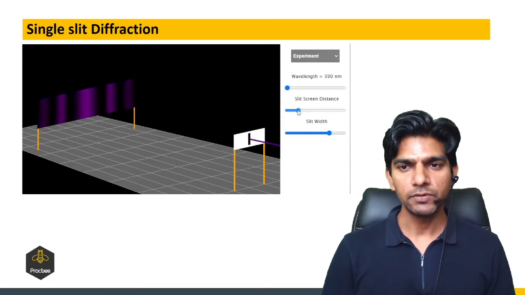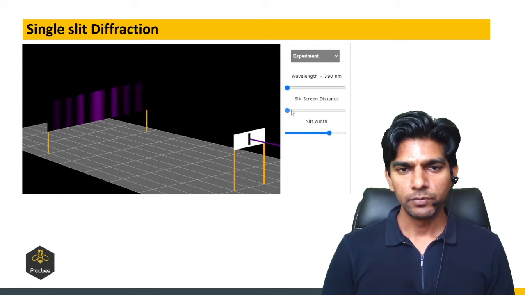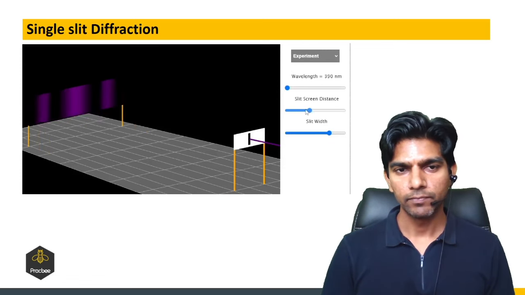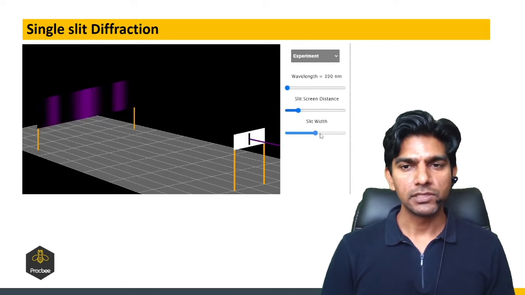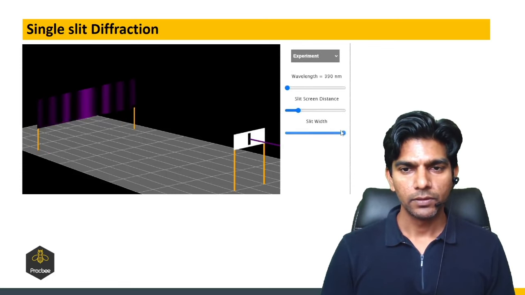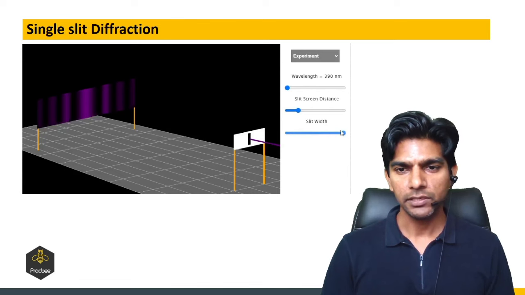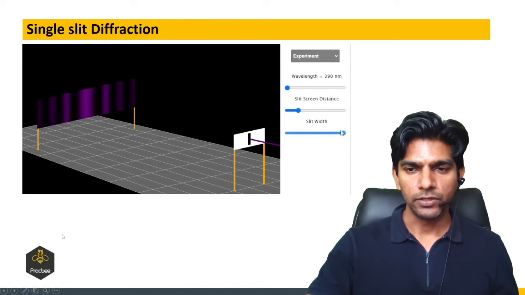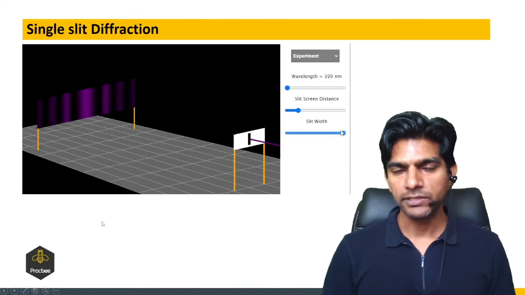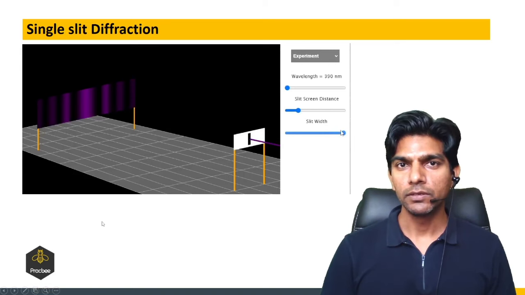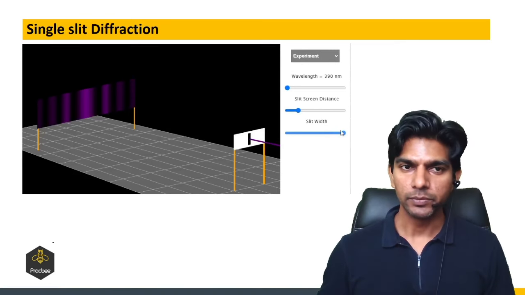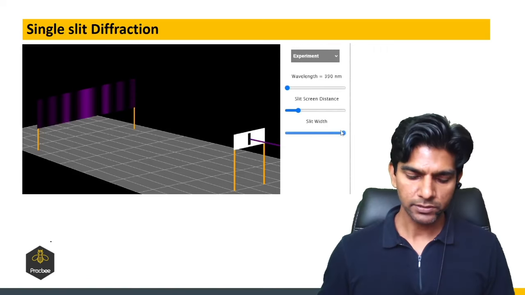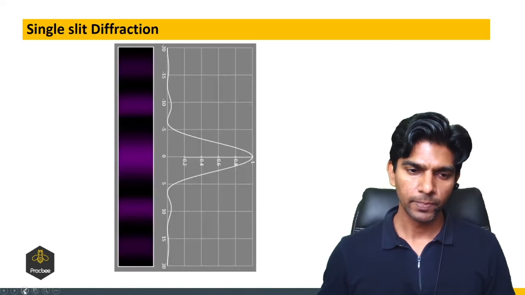Now let us see what happens if we change the distance between the screen and the slit, right? Now let us see what happens if we change the width of the slit, right? I hope it is clear. If this animation is clear to you, let us now understand some important formulas that we have to remember, because the derivation is not in the syllabus. We have to see some important formulas.